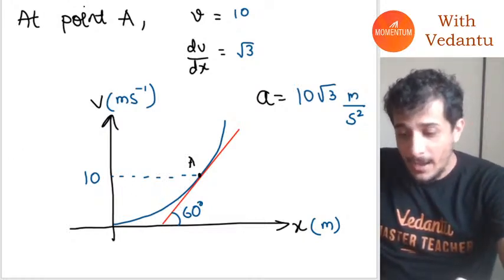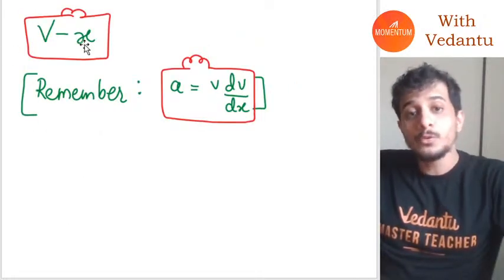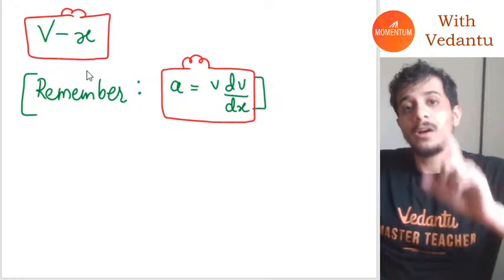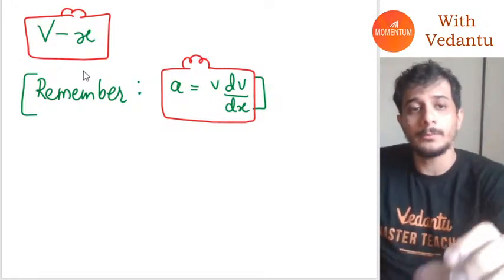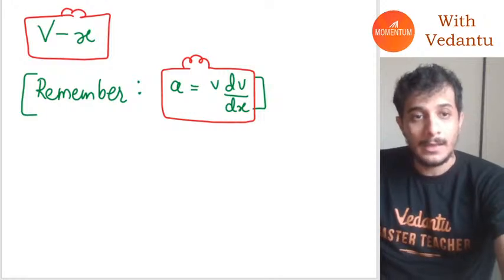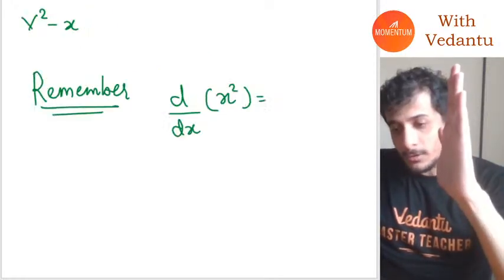If you ever have a v versus x graph, remember that you can calculate acceleration, but you have to calculate v and dv by dx. You have to observe both these values separately and then just multiply them, as we did in this question. Now let's talk about the next graph.